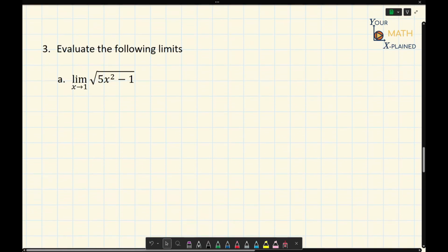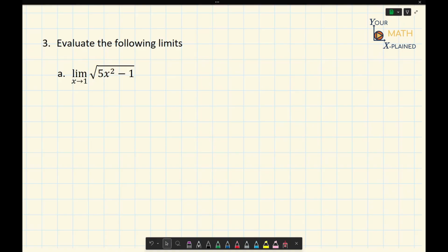So for our first example, we want to evaluate this limit. And we've done something like this before. This one, we can use our direct substitution rule. But really, what we're doing is our outside function here, f of x, is equal to the square root of x. And then our inside function, g of x, is equal to 5x squared minus 1.